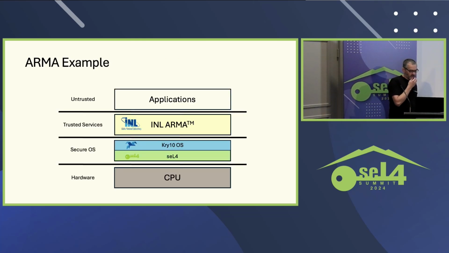I want to show you what this looks like in practice. This is based on a prototype of this ARMA architecture, or ARMA technology, that we've developed. It sits on top of the Kry10 OS, which is on top of SEL4, and makes use of a whole bunch of features and properties that Kry10 OS provides for us, and then some applications that sit on top of that. Later in the talk, I'll go into more detail about what's in that yellow ARMA box.